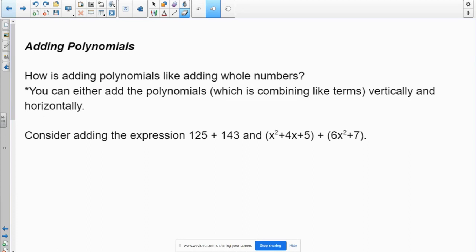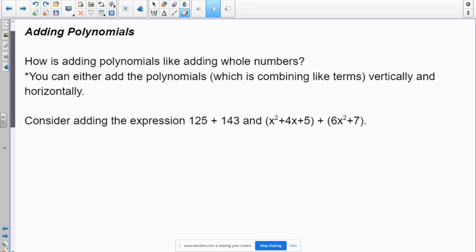The question I'll ask is, how is adding polynomials like adding whole numbers? You can add polynomials, which, by the way, in algebra we call combining like terms, so this should be a review lesson. You can add them either vertically or horizontally. It just depends on what you're comfortable with. I will show both ways. I usually prefer vertically if it's just a quick problem, but horizontally at some points is more efficient.